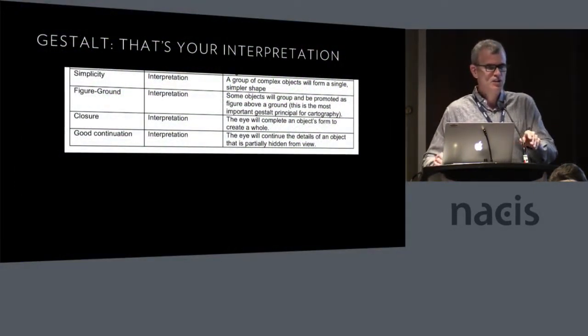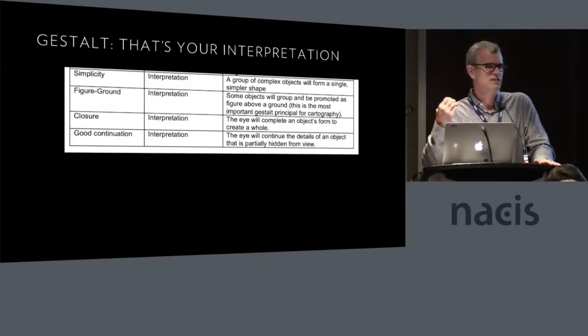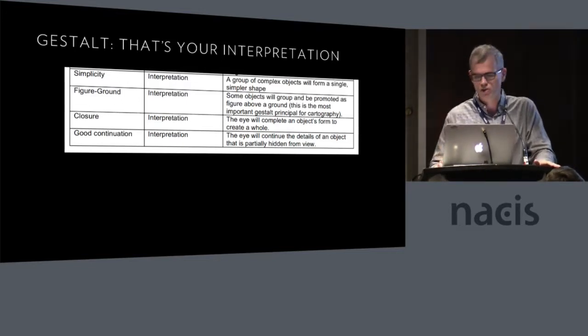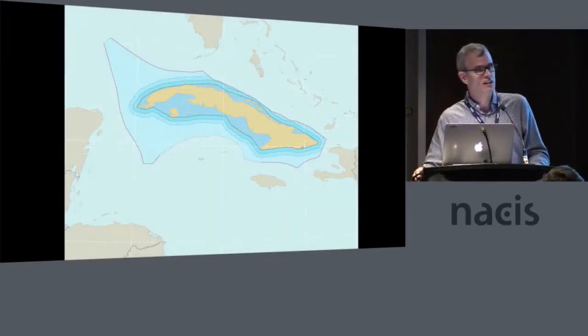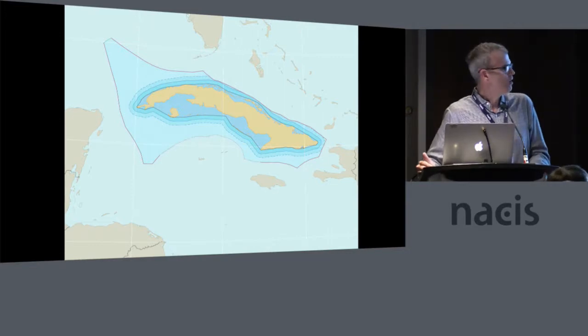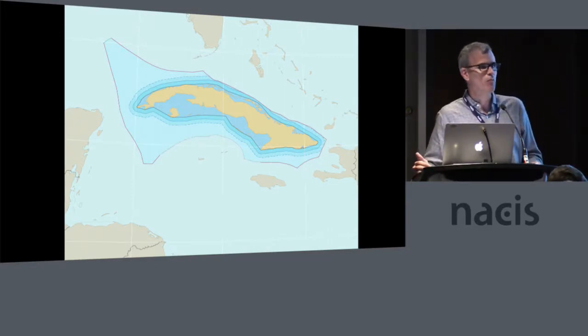So interpretation of objects, this is where we get some of the classic, almost tricks of the eye, when you're looking at things coming together into new objects from multiple objects. But the one I want to focus on for mapping is figure ground. I think this is critical. It's got to be part of the body of knowledge. One thing I'd like to point out about figure ground in a map context, though, is just how many figures and grounds are going on at once.